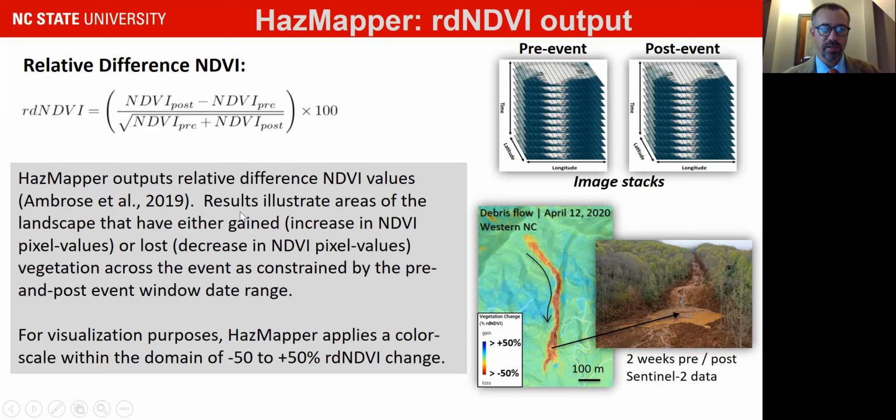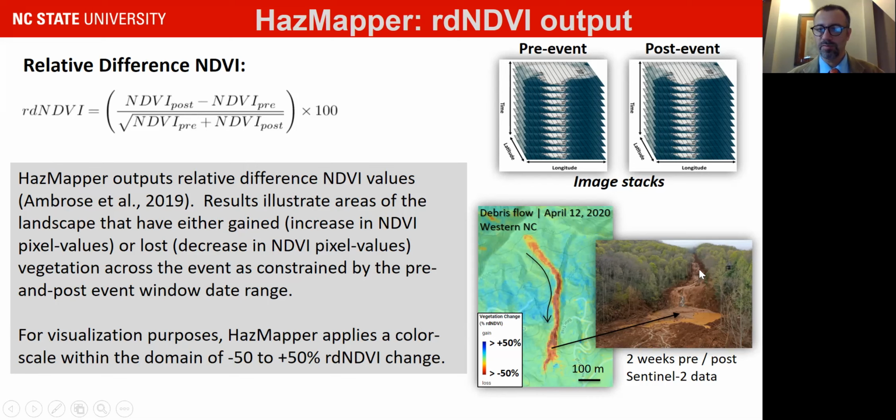So the results illustrate areas of the landscape that have either gained or lost vegetation, so either an increase in NDVI or a decrease in NDVI pixel values across the event, constrained by the pre and post event window date range. For visualization purposes, HazMapper applies a color scale within the domain of -50 to +50% rdNDVI change.